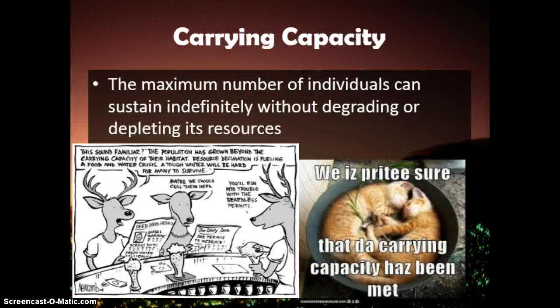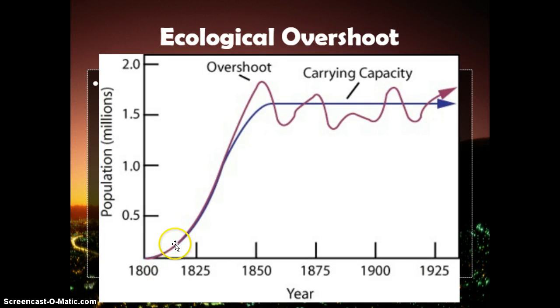So that brings me to something called carrying capacity. Carrying capacity is the maximum number of individuals that the planet can sustain. So carrying capacity is basically how much the ecosystem can hold before it's full, because that's all the resources it has to give. So if we look at this graph, its carrying capacity is right here, this blue line.